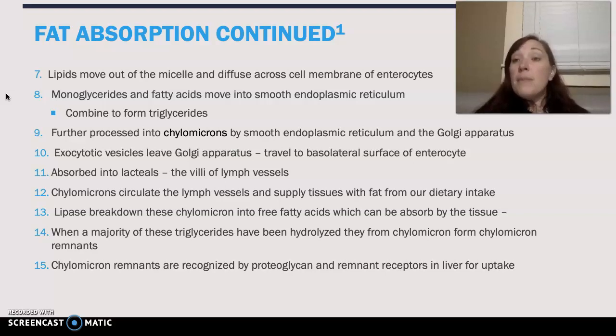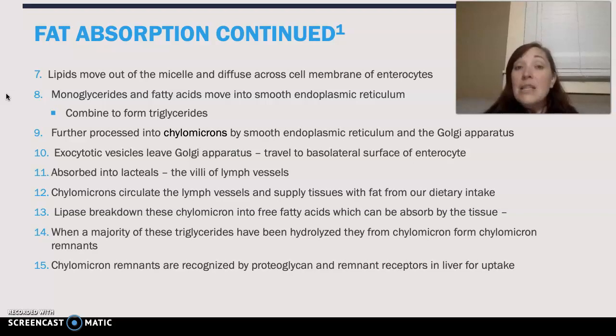If you remember, lipids can move freely across most plasma membranes because they have more of a lipid-soluble surface. So they freely diffuse into the enterocyte. Once in the enterocyte, the monoglycerides and fatty acids move into the smooth endoplasmic reticulum. Within the smooth endoplasmic reticulum, they are actually repackaged to form triglycerides, the original form that we digested them in. And then they are further processed both in the smooth endoplasmic reticulum and in the Golgi apparatus to form chylomicrons.